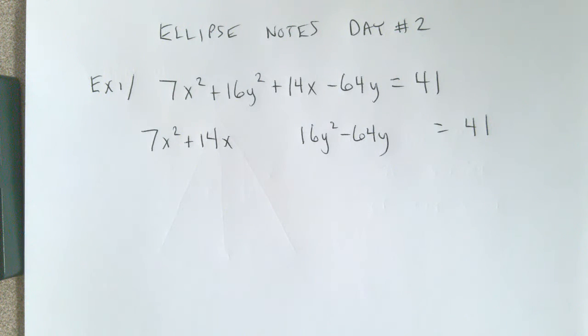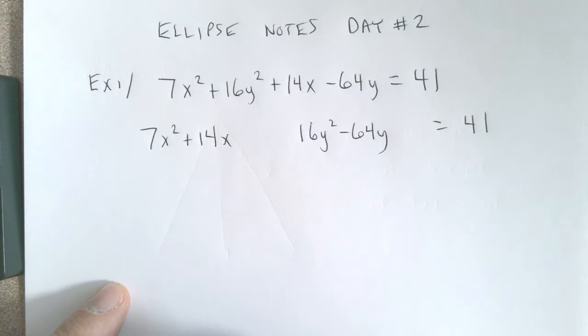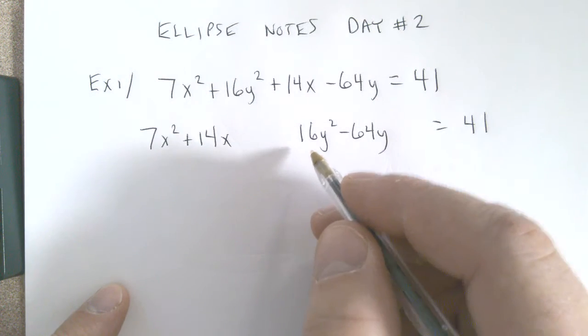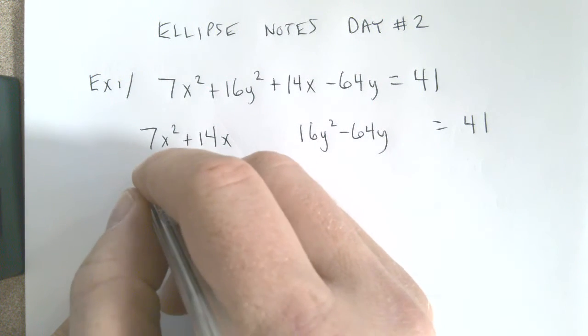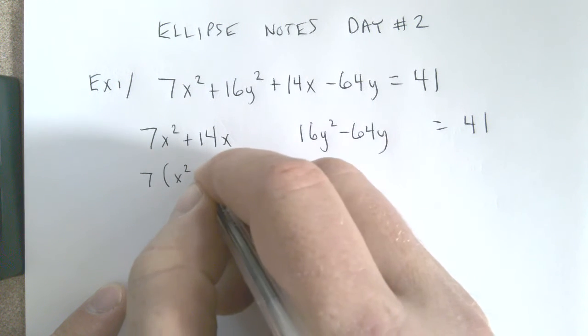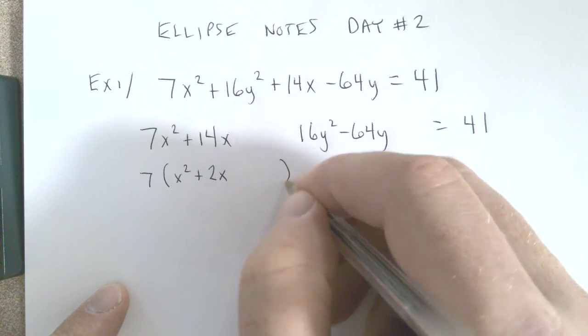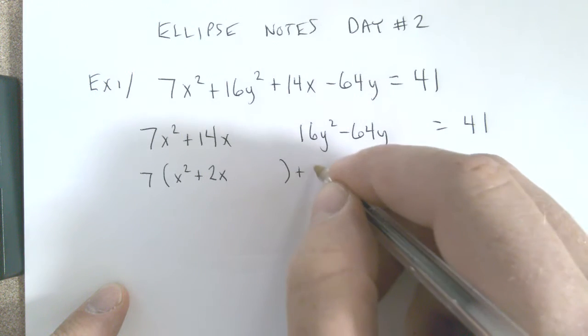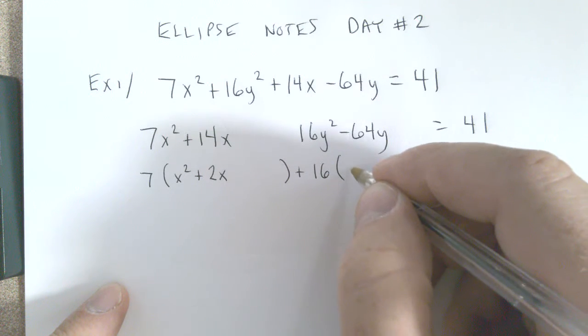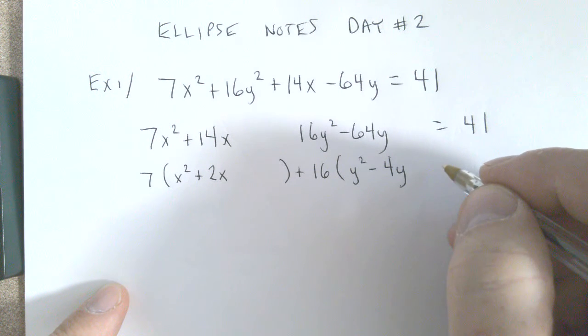Now, the one difference that hopefully you notice is our x squared and our y squared have coefficients that are bigger than 1. So the first thing we're going to do is make those coefficients 1 by factoring out the greatest common factor. So in this first one, I'm going to factor out a 7. That gives me x squared plus 2x. On this one, I'm going to factor out a 16, which leaves me with y squared minus 4y.